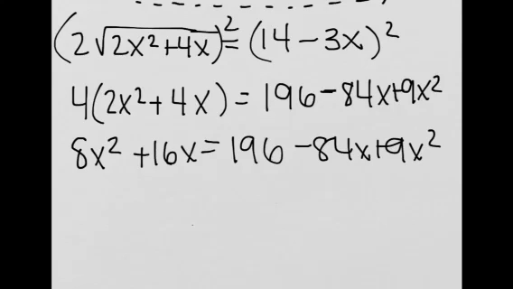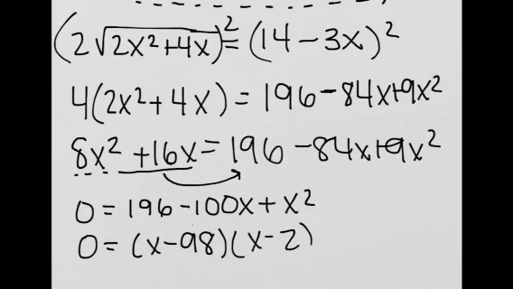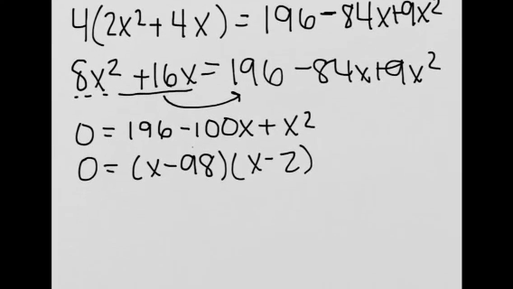So now I want to make this a quadratic, so I'm going to bring these two terms to the right-hand side. So I have 0 is equal to 196 minus 100x plus x squared. Okay? And now this is just a nice little quadratic, and we can factor this. So this is just x minus 98 times x minus 2. This makes us believe that x is 2 and 98.